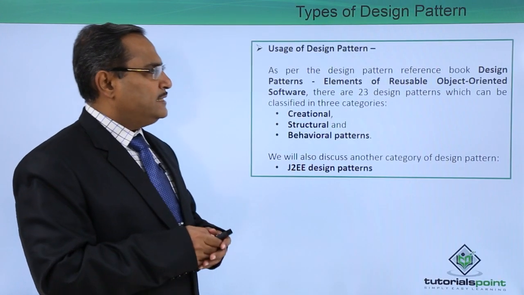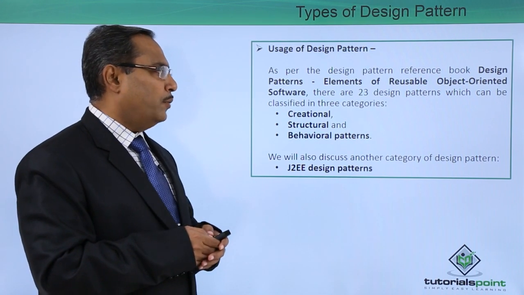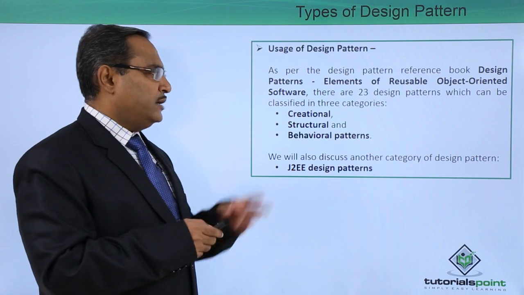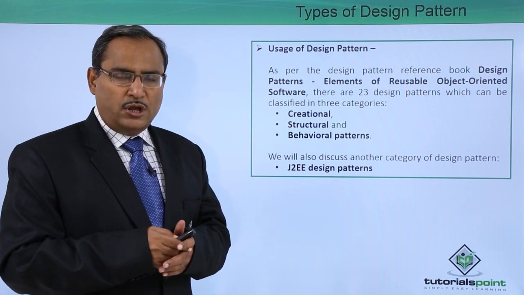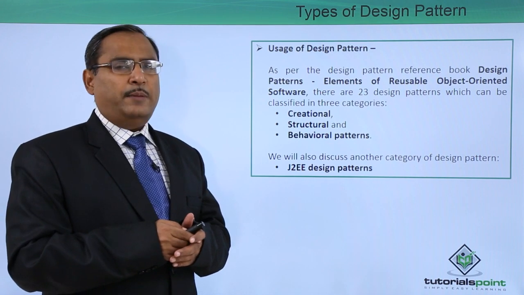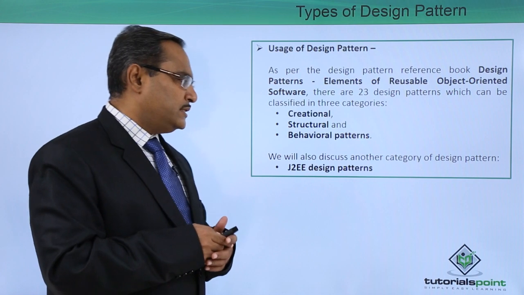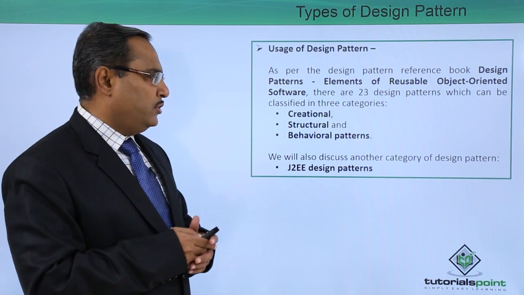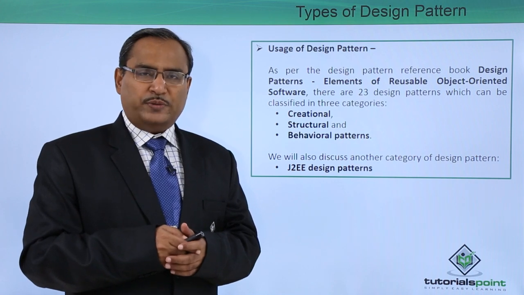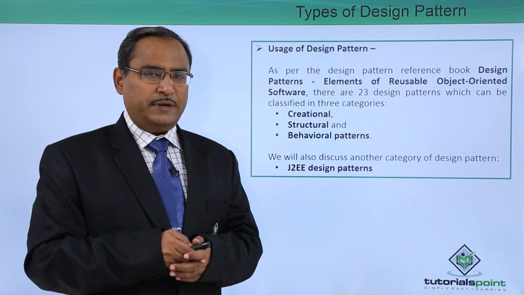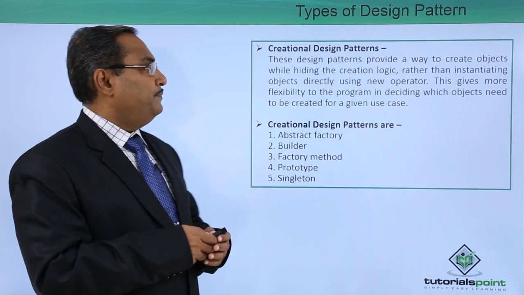So now, as per the design pattern reference book, that is Design Patterns: Elements of Reusable Object-Oriented Software, there are 23 design patterns which can be classified in 3 main categories. So they are creational, structural and behavioral patterns. We will also discuss in our tutorial another category of design pattern, that is J2EE design patterns, and under this one we will be considering the MVC design pattern. So now let us go for each and every category individually.